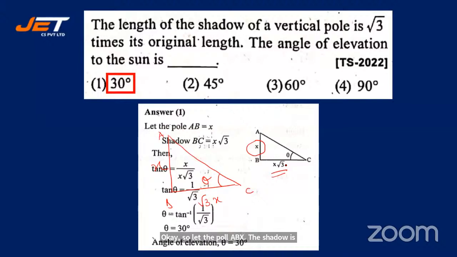Then what is tan theta? It is nothing but opposite side by base, x by x root 3. So tan theta is 1 by root 3, right? So theta is equal to tan inverse of 1 by root 3. So tan inverse of 1 by root 3 means theta should be 30 degree. That is why you are arriving at the answer as 30 degree. All right. Yes. Good to those who have given me the right answer.